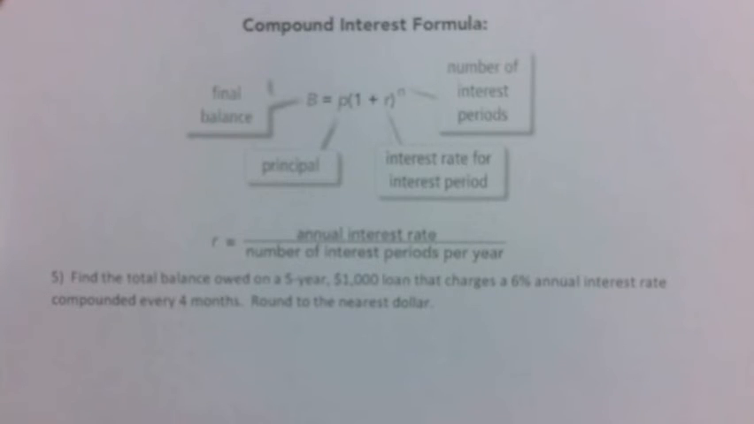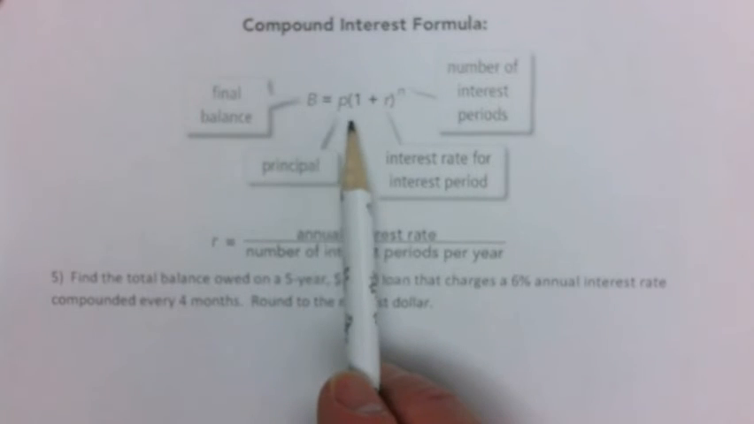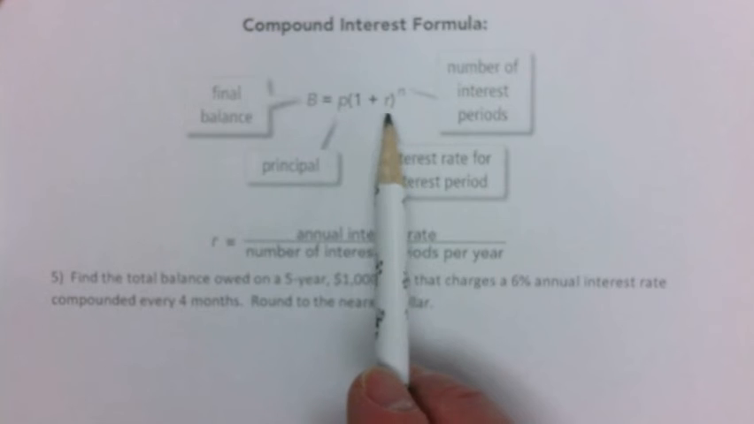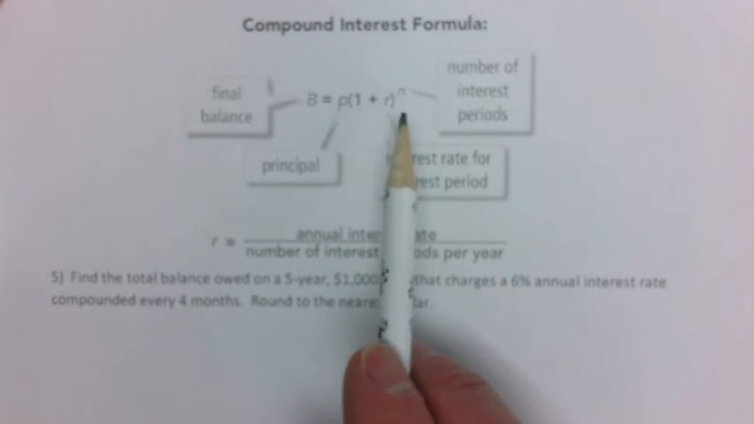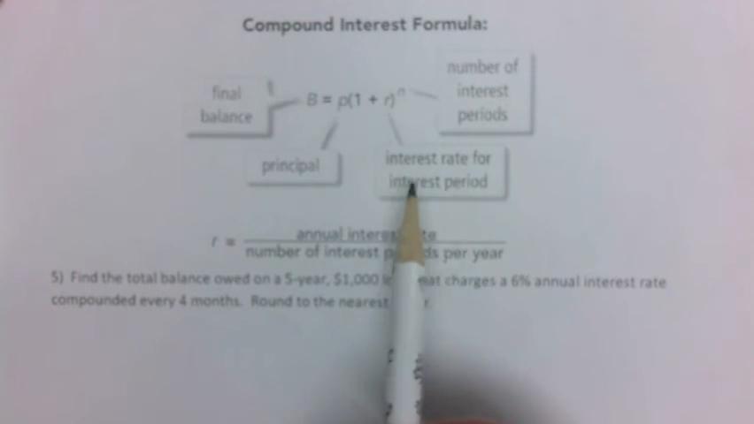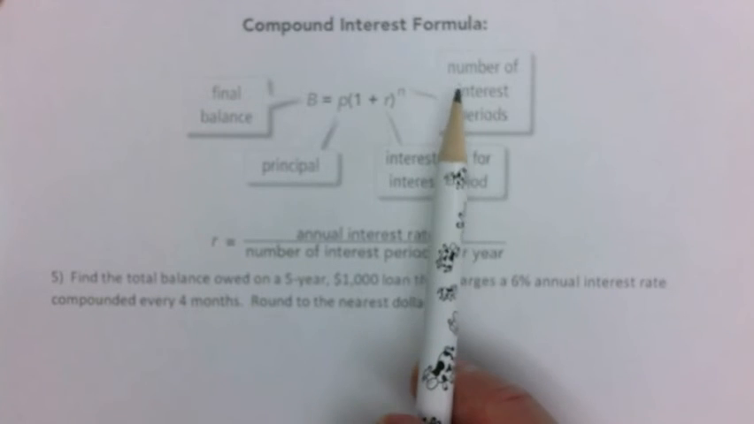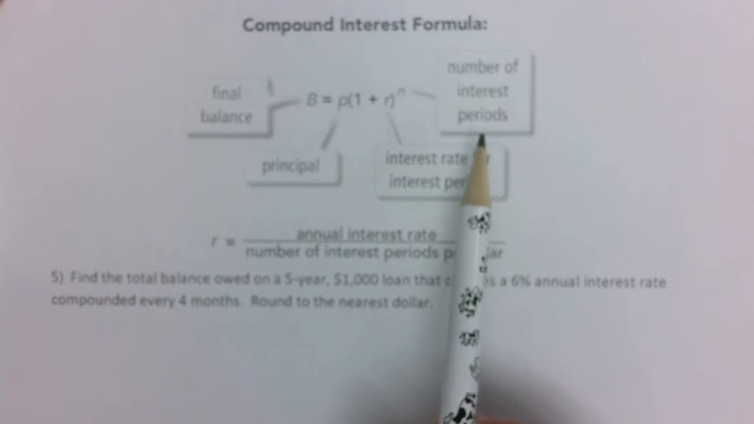In our previous examples, we've been using the compound interest formula for when the interest is compounded only one time per year. Oftentimes, interest gets compounded more than once per year. When that happens, our formula is still going to be set up the same way. The only difference is that the values of R and N are going to change. R will represent the interest rate for the interest period, and N will be the number of interest periods.